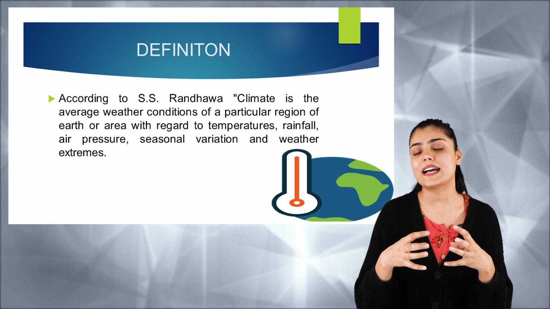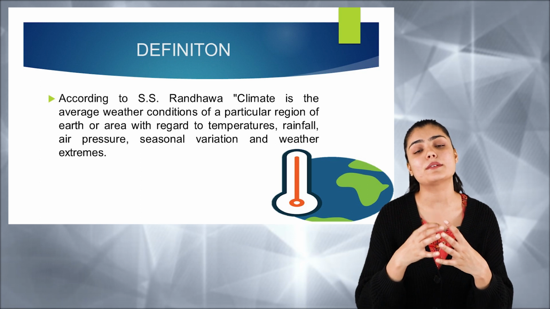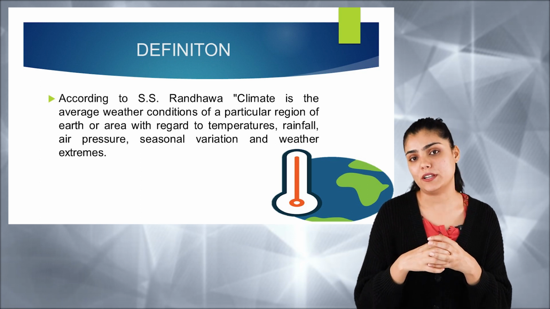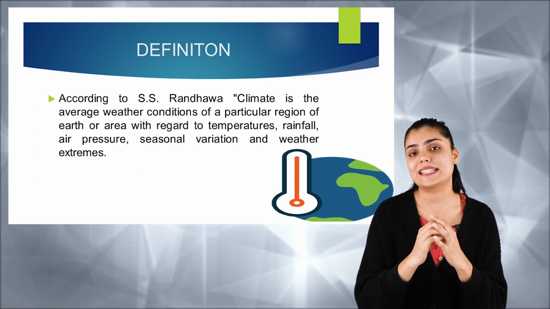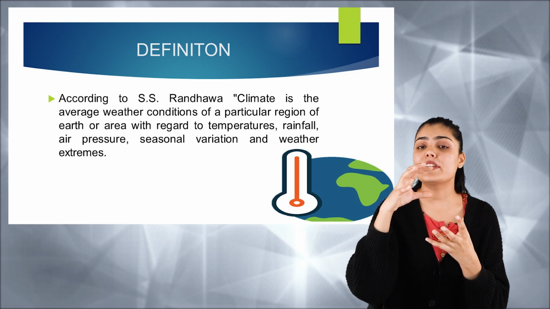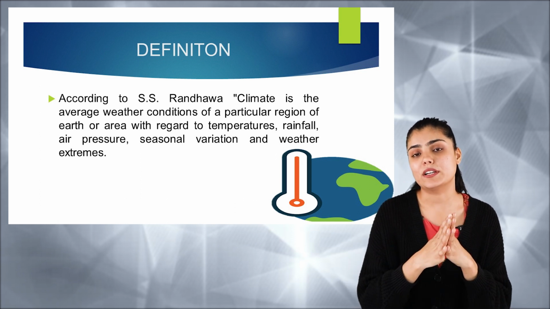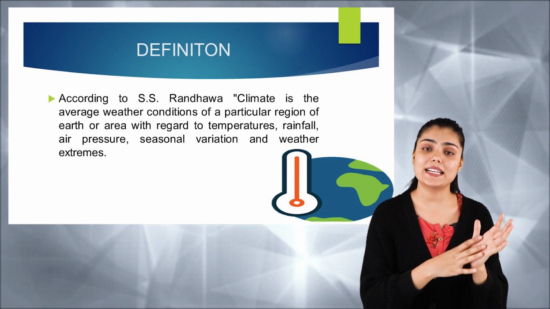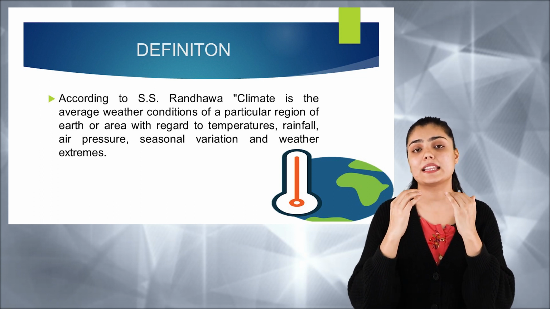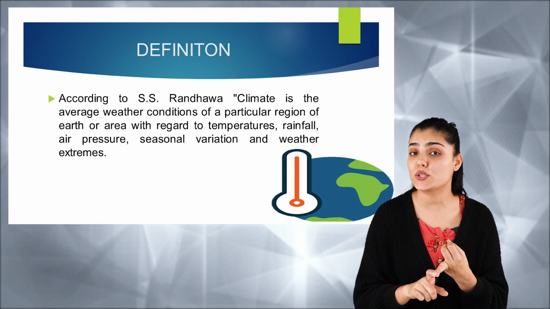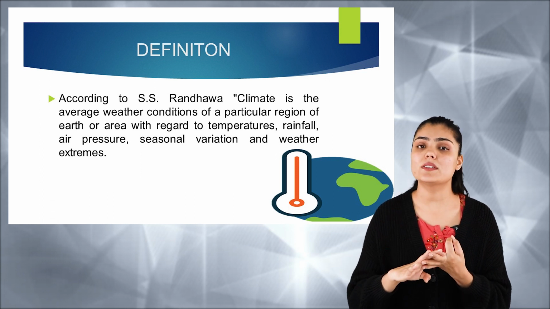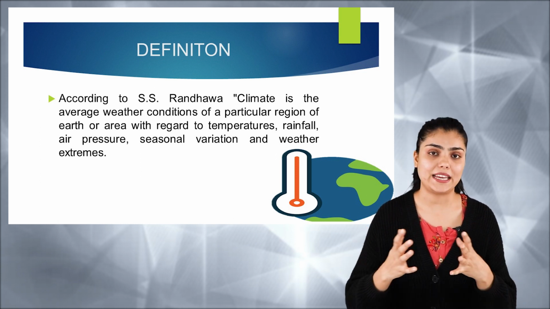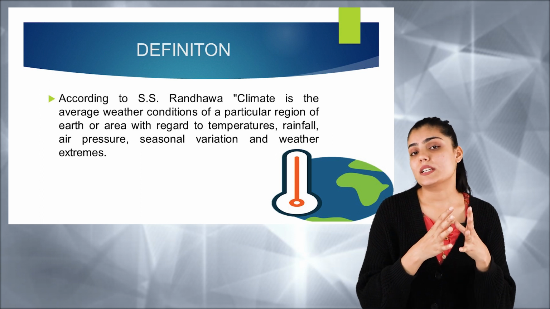So all of these factors play a major role in determining the climate of a particular area, and climate is described as the average weather condition of a particular region of the earth. As I said, climate is determined by various factors like the amount of rainfall, the kind of temperature, the seasonal variation, as well as the air pressure of that area. I hope you've understood what is climate.